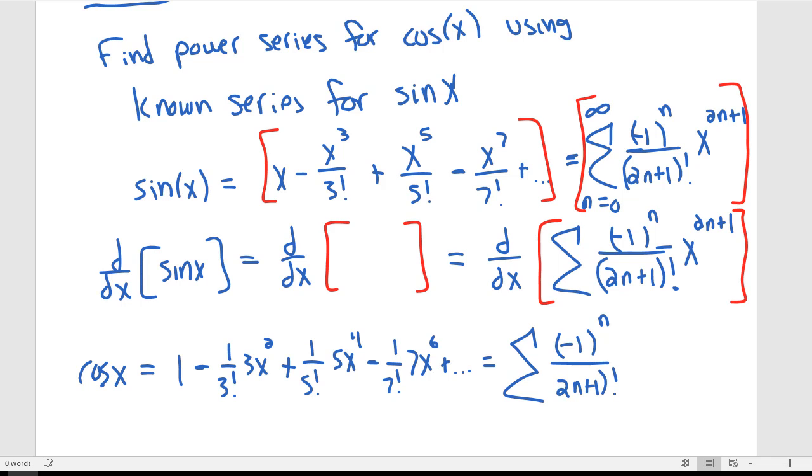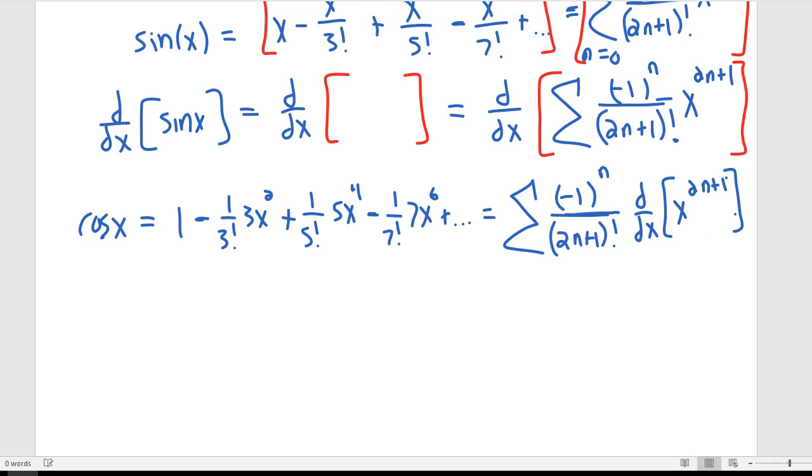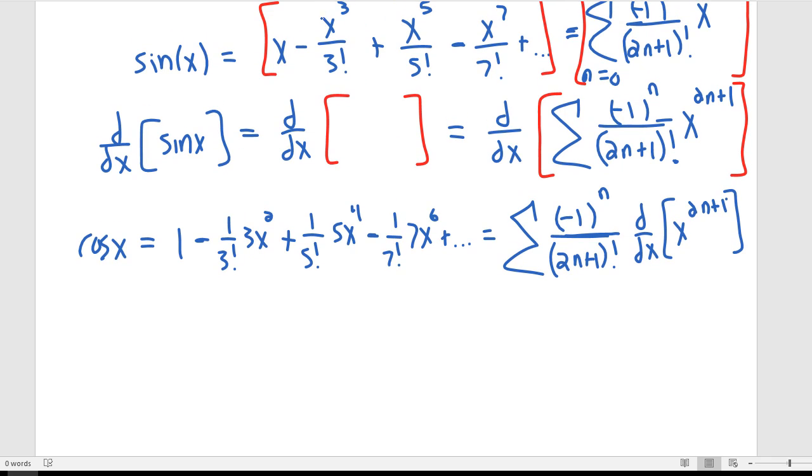Remember, all of these denominators were just constants that we pulled off, and we're going to differentiate x to the 2n plus 1. That's what we're differentiating here. So if I take the derivative of x to the 2n plus 1, how do I manage that? Well, we just did that. How did I take the derivative? Let me scroll back up, right? How did I take the derivative of x cubed? I took the power down and took 1 away.